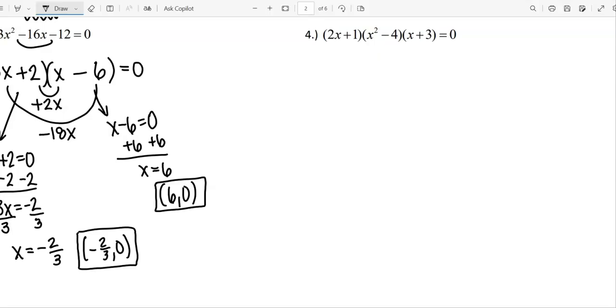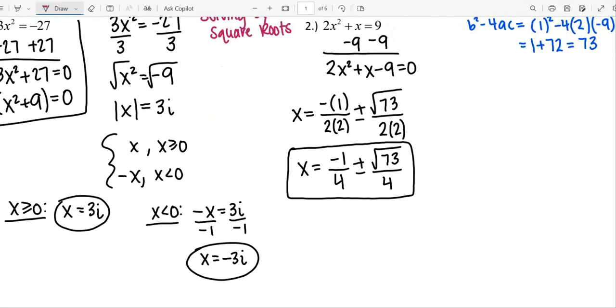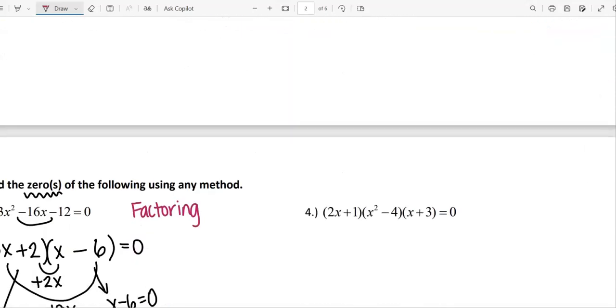What's up with 4? Oh, that method was factoring. Sorry, I forgot to put my method down. Factoring. The other method was quadratic formula, right? I just want to make sure I put that on the notes just in case we need it. Alright, what's up with number 4?